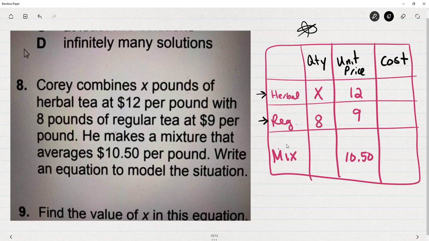But then the last row here is going to be the mix when we mix them together. The different columns I'm going to call the quantity, the unit price, and the cost.